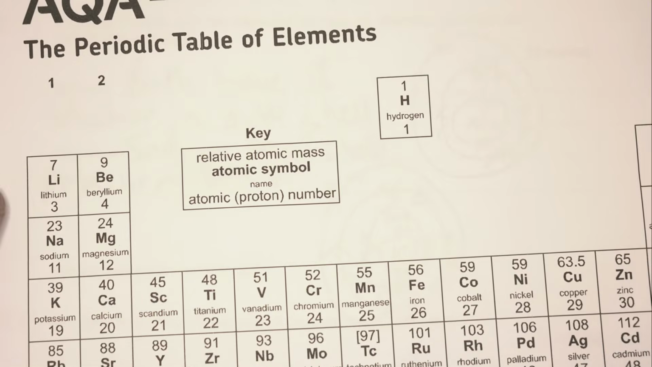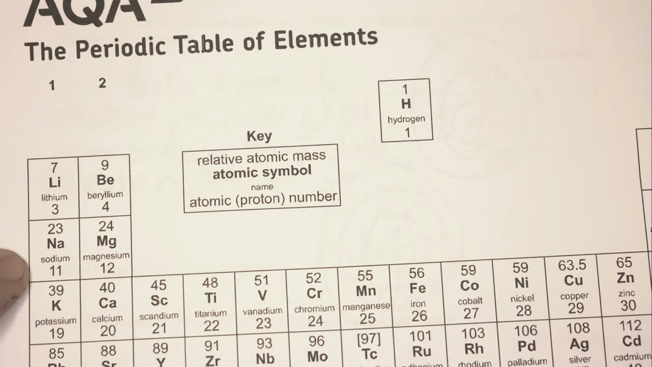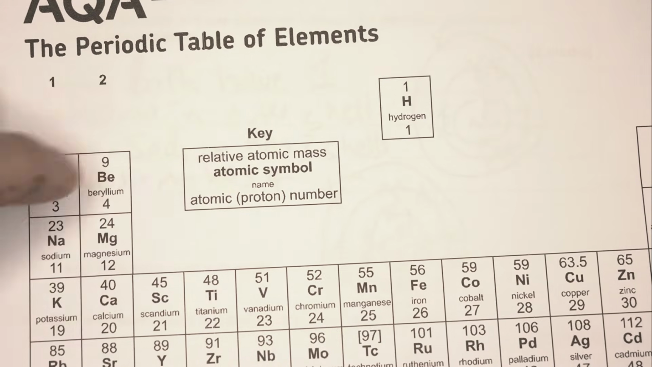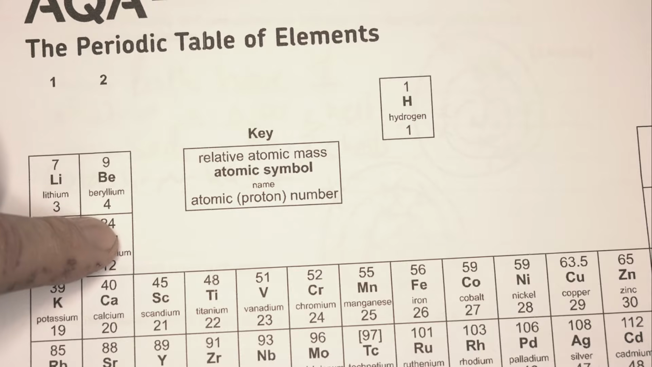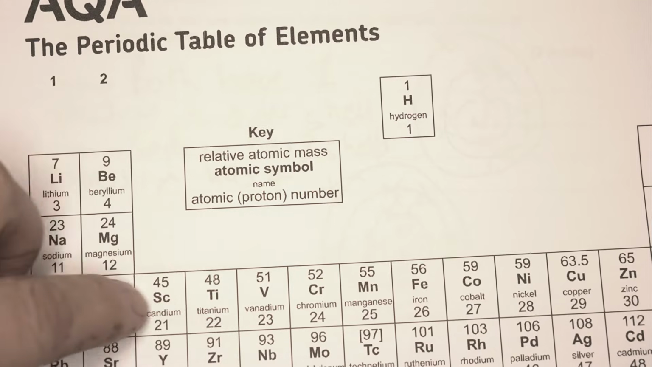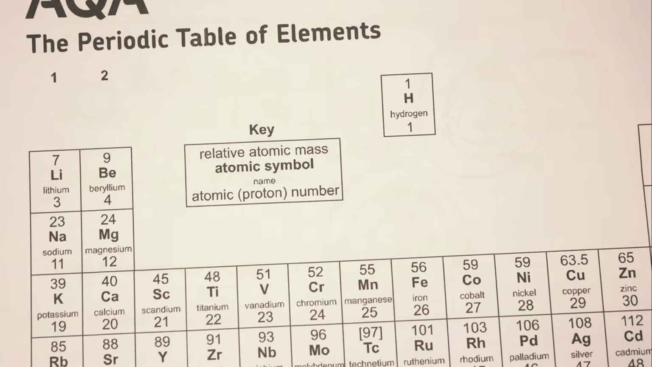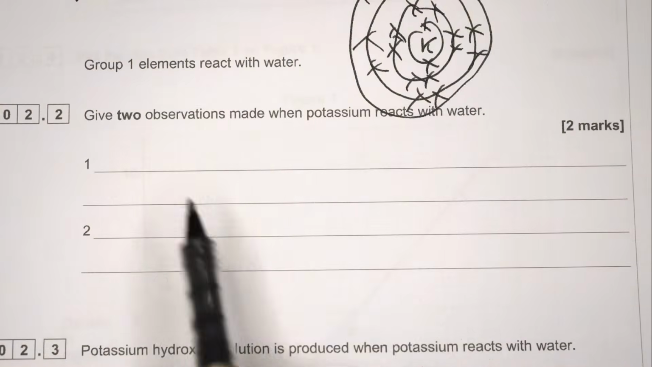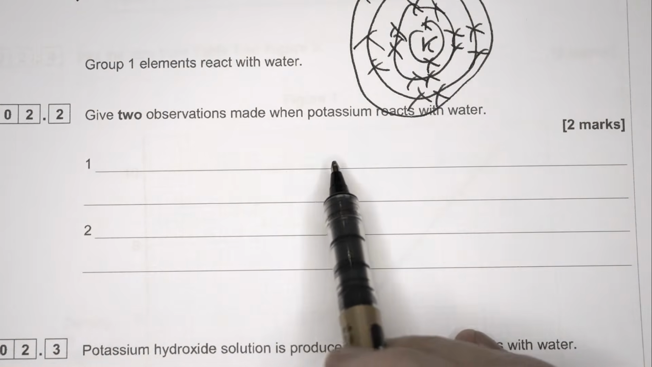So in this case, sodium is in period 3 because that's period 1, period 2, period 3. So that has 3 shells. Whereas potassium is in period 4, so that has 4 shells. Give 2 observations made when potassium reacts with water.